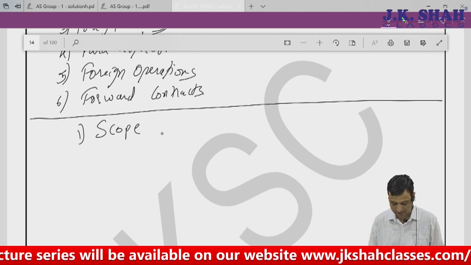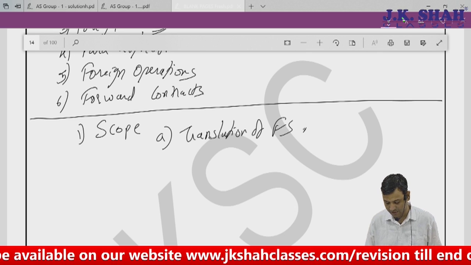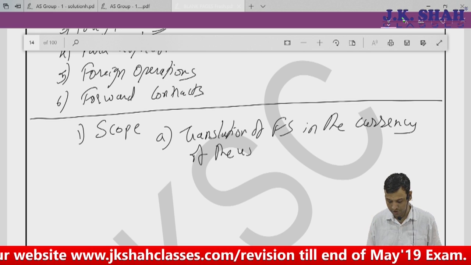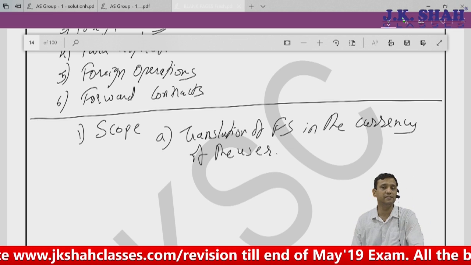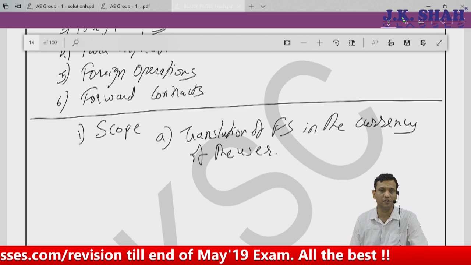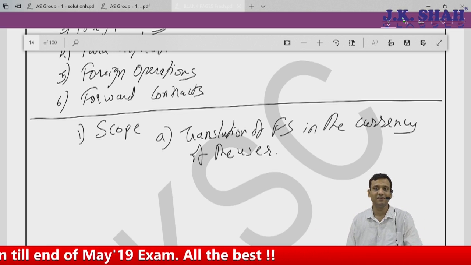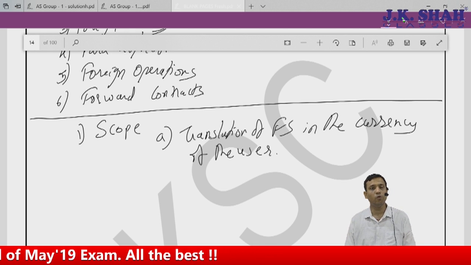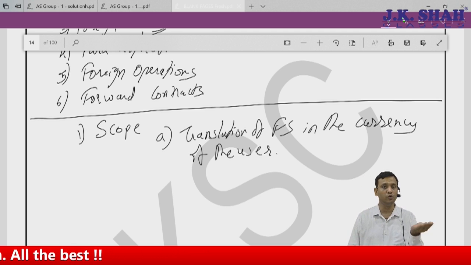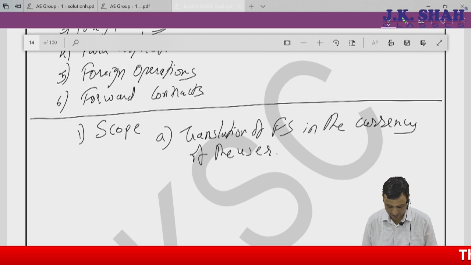As far as scope is concerned, the standard does not apply to translation of financial statements in the currency of the user. So, my investor is an Australian person. I prepare my financial statements in Indian rupees. My Australian investor wants these financial statements prepared in Australian dollar, his currency. What are the rates to be applied for converting a balance sheet, an income statement, a cash flow statement from rupees to Australian dollar? This area is not covered by AS11, translation of financial statements.